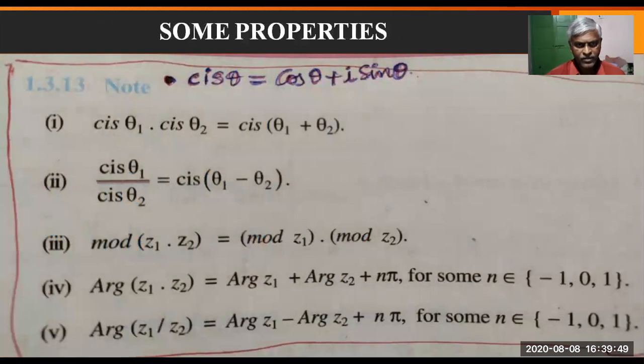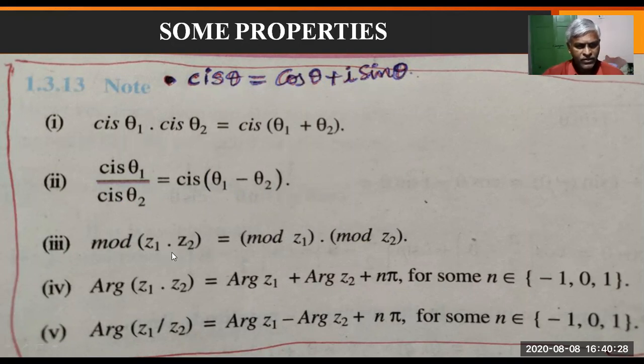Let us observe these properties. Cis theta is the abbreviation of cos theta plus i sin theta, the short form. The first one, cis theta 1 into cis theta 2 is equal to cis of theta 1 plus theta 2. Second, cis theta 1 by cis theta 2 is equal to cis of theta 1 minus theta 2.